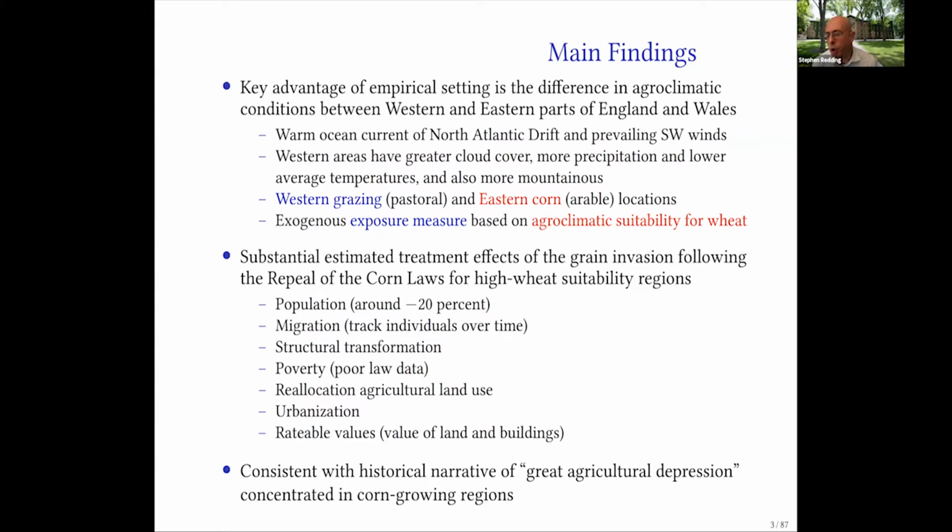It leads to temporary increases in poverty as measured by poor law payments, and it leads to a reallocation of land use within agriculture away from grains towards pastoral farming and grass grazing. And all of these findings are consistent with a historical narrative of the Great Agricultural Depression that was particularly concentrated in eastern corn growing areas.